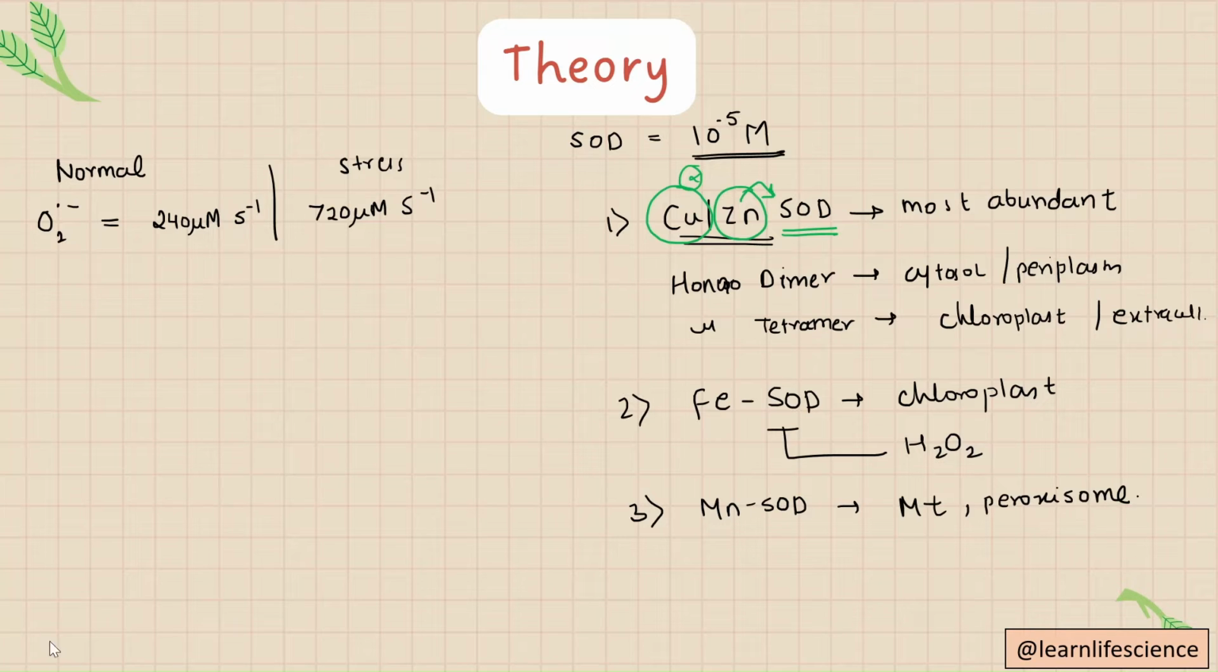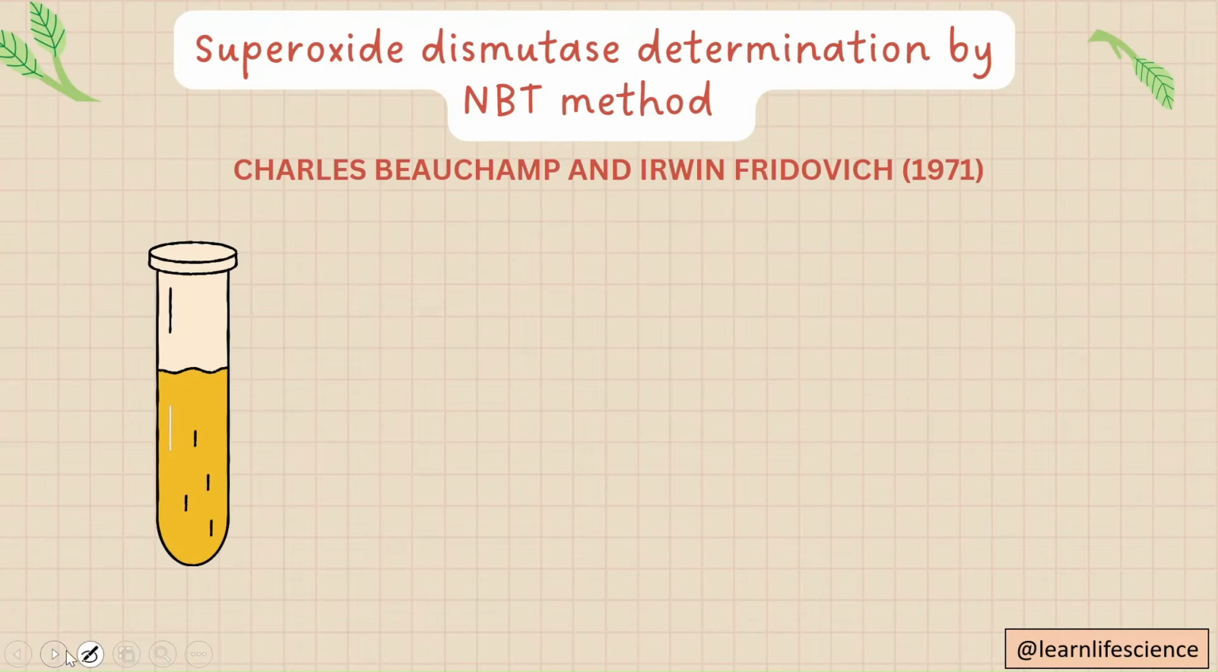Now, moving further, we are going to see how you can estimate or determine the concentration or activity of this superoxide dismutase in plants. We are going to study a method, that is the NBT method, which was given by Charles Beauchamp and Fridovich in 1971.